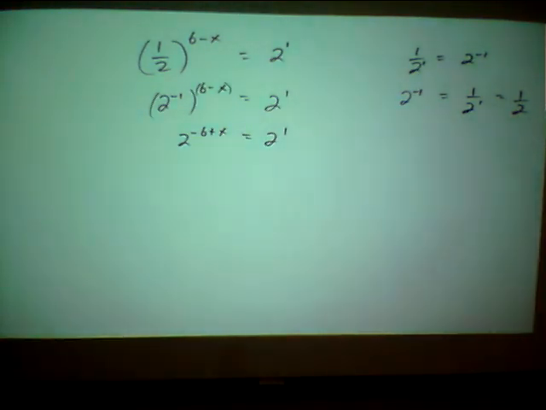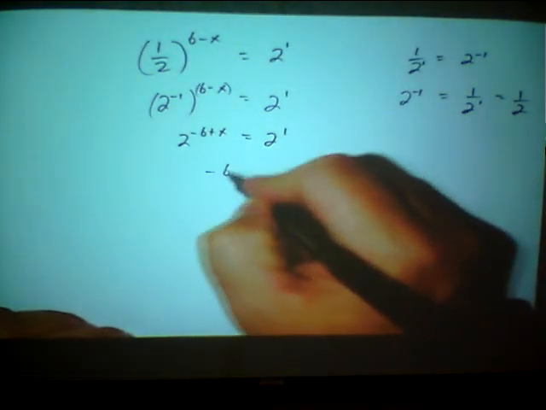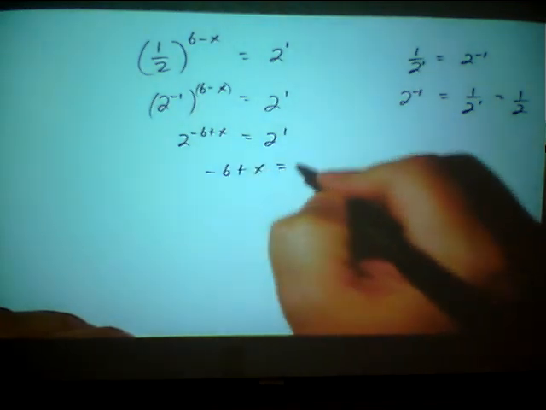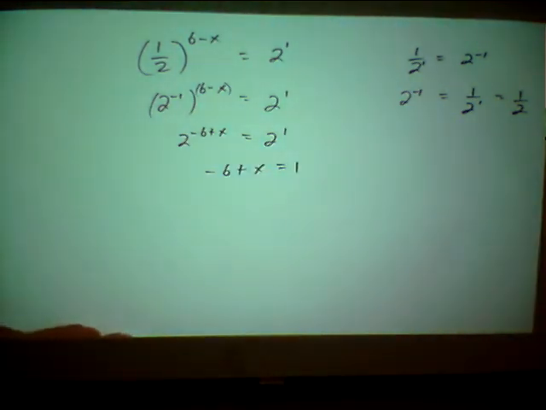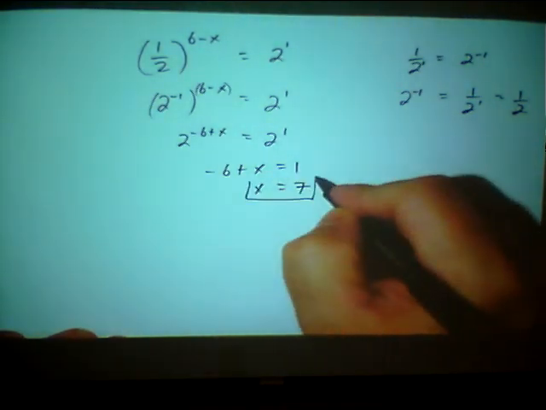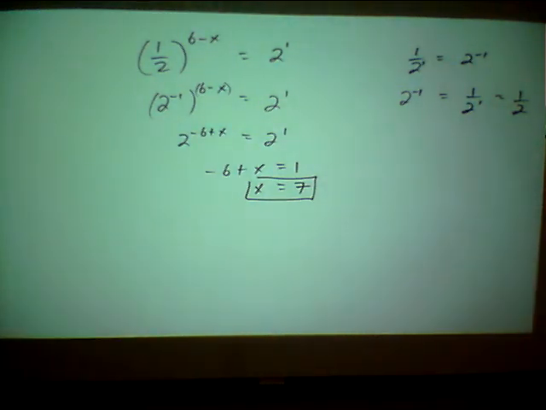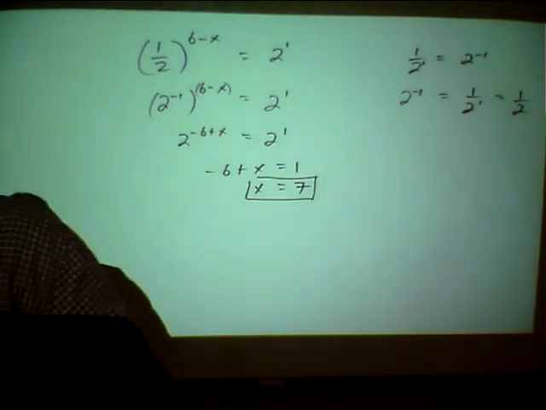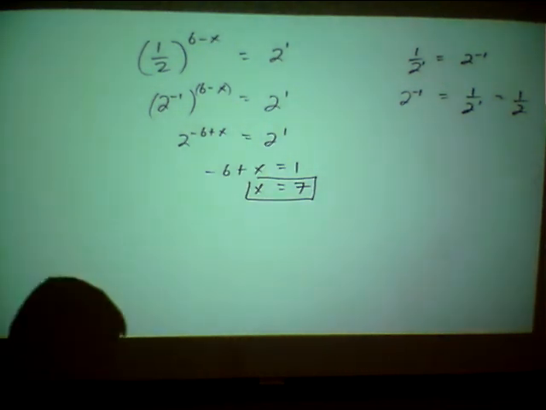So now it's pretty clear with my common base of 2, negative 6 plus x has to equal 1. If I add 6 to both sides, I get x equals 7, and that should be my solution. So solving these equations with two exponents, hopefully you will find not that difficult.